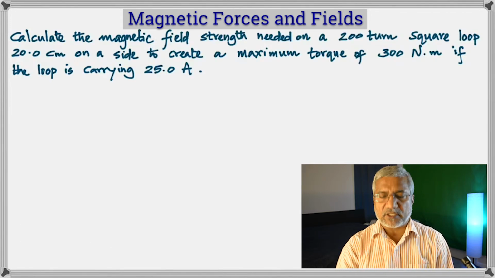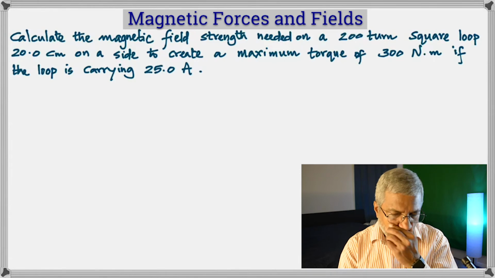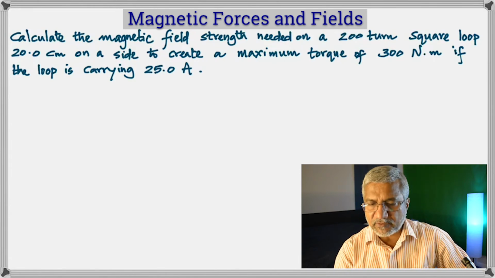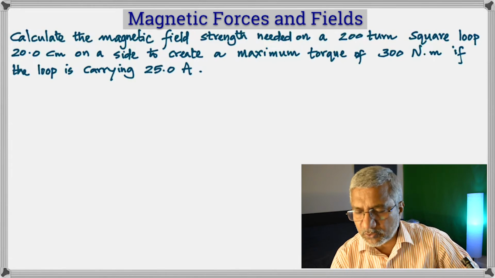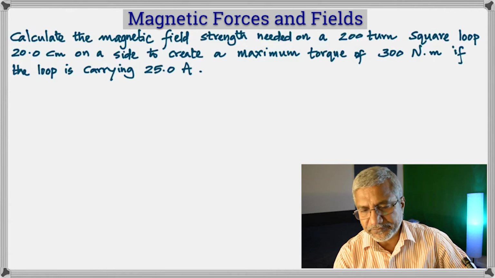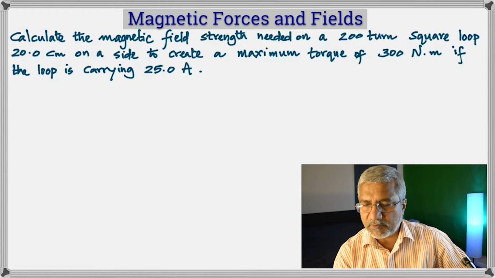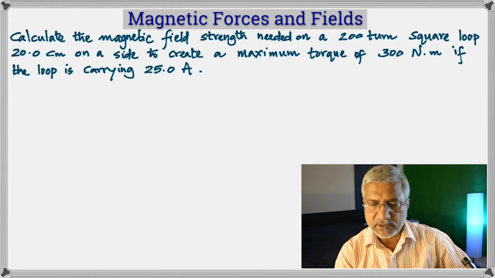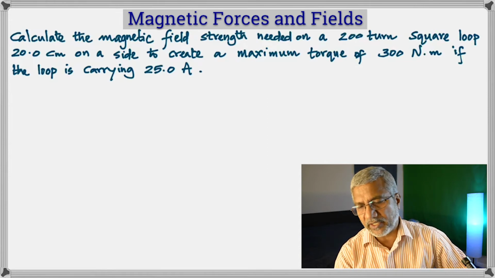And here is a problem illustrating that. It says, calculate the magnetic field strength needed on a 200 turns square loop, 20 centimeters on a side, to create a maximum torque of 300 Newton meter if the loop is carrying 25 amperes. So what do you have?